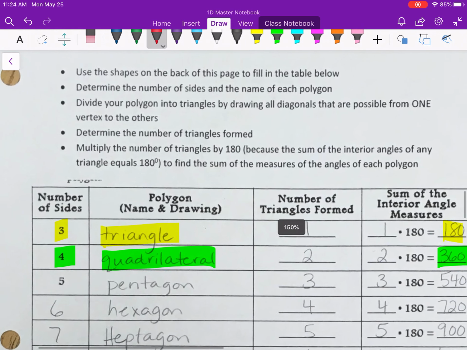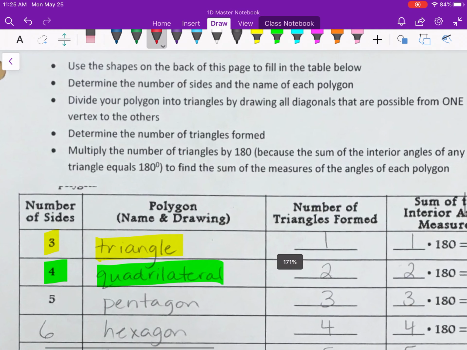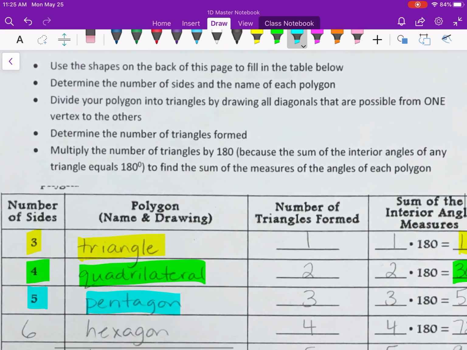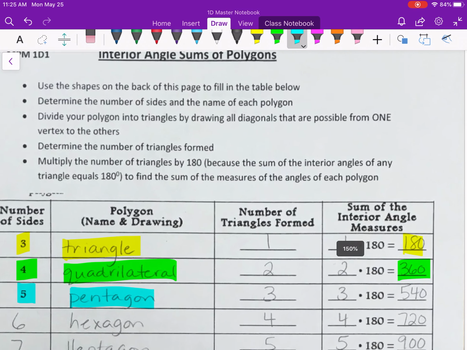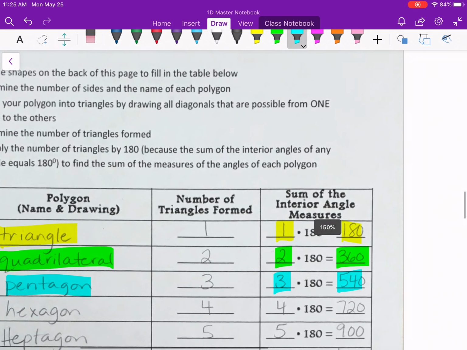So when it talks about number of triangles formed, you can form 1 out of a triangle, you can form 2 out of a quadrilateral, you can form 3 out of a pentagon, right? Pentagon's got 5 sides, and you can form 3 triangles out of it. So what? Well, a triangle we know has an interior sum of 180 degrees. And so if we do 1 times 180, we get 180. If we do 2 times 180, we get 360. If we do 3 times 180, we get 540. And that's actually how many degrees are inside each of these shapes.